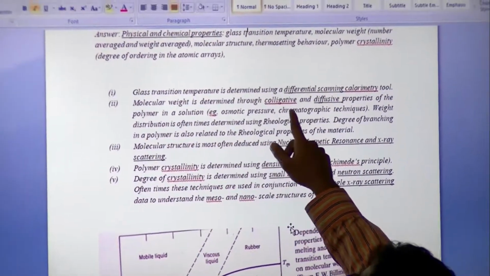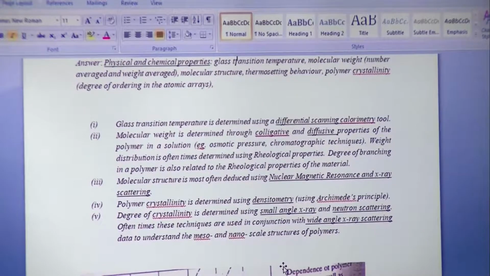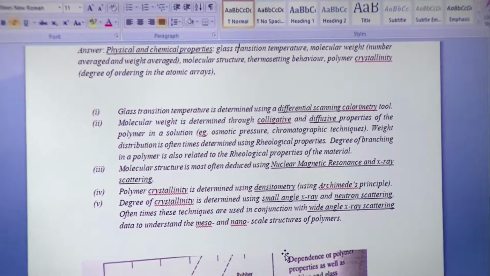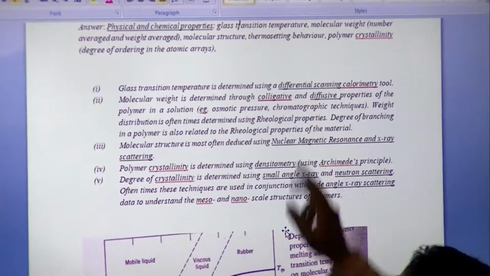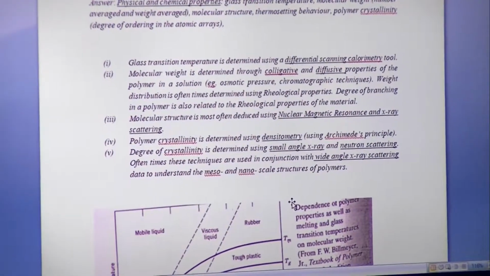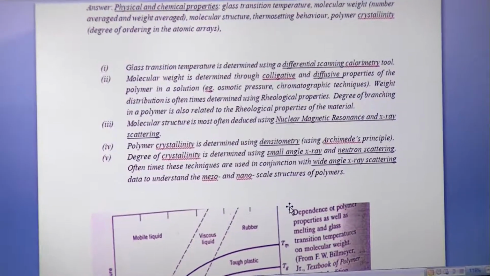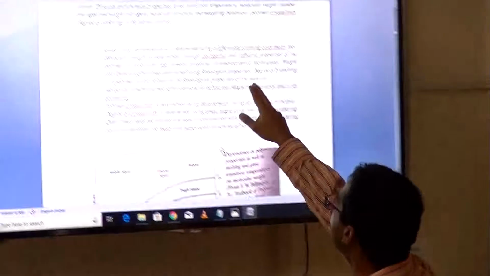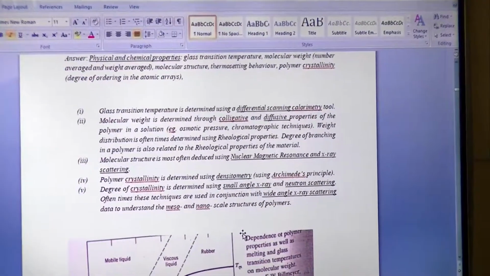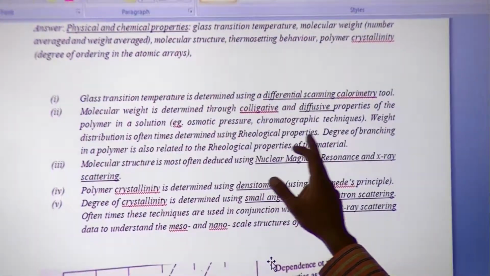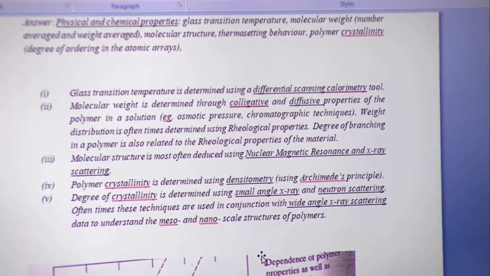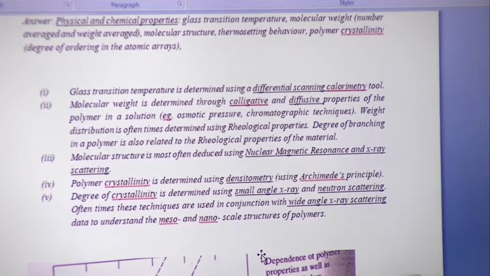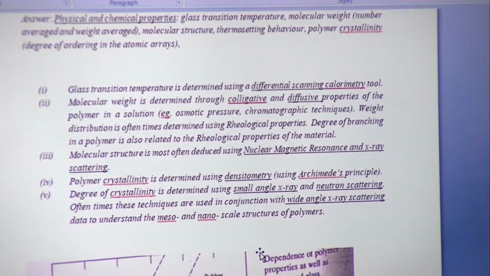Molecular weight is actually a colligative property, and it can be determined using colligative and diffusive measurements. For example, you can measure osmotic pressure, or you can also use chromatographic techniques and determine the weight associated with the polymers. Alternatively, as I told you, you can do viscosity measurement, so that is the rheological property measurement. Next is molecular structure, most widely deduced by using NMR and X-ray scattering.